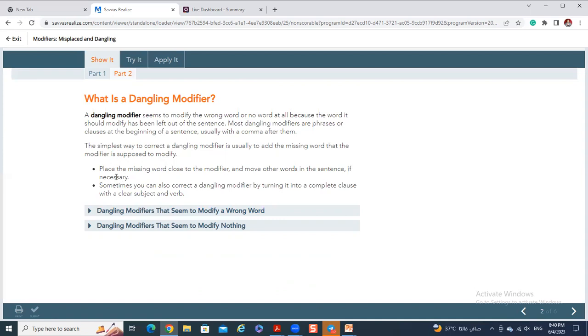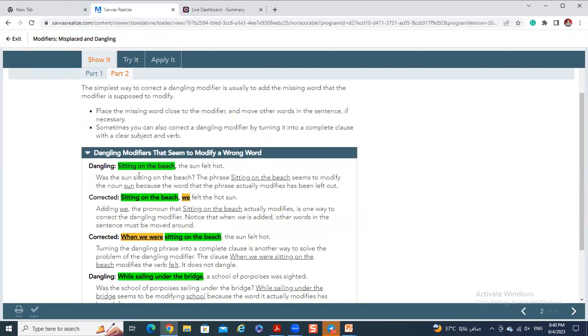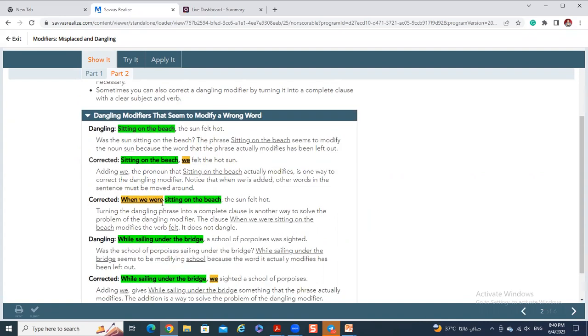What you're going to do is place the missing word close to the modifier and move other words in the sentence if necessary. Sometimes you can also correct the dangling modifier by turning it into a complete clause with a clear subject and verb. Let's look here. The dangling modifier seems to modify a wrong word. Sitting on the beach, the sun? How is the sun sitting on the beach? It must be something else. So he said: sitting on the beach, we feel the hot sun. Or you can say, when we were sitting on the beach, the sun felt hot.